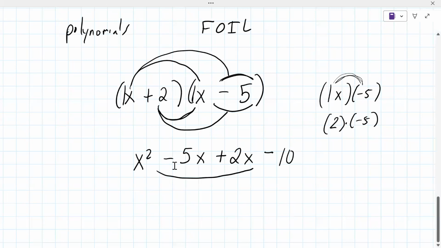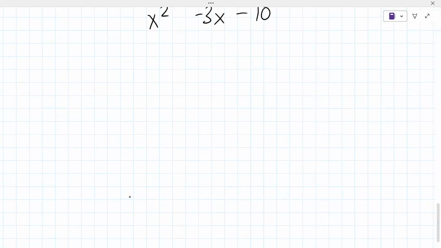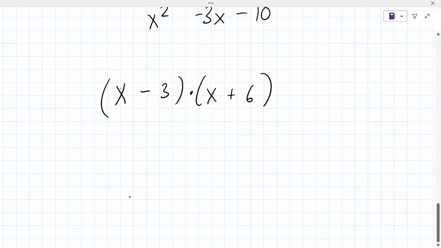That would be -3x. Good. All right, so this is your final answer. So let's do another problem together here. (x - 3)(x + 6).